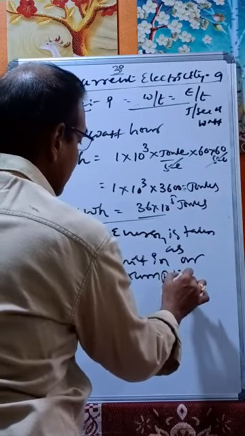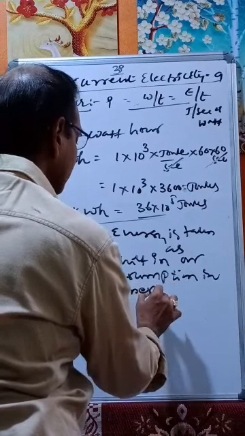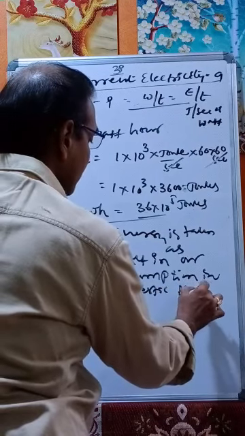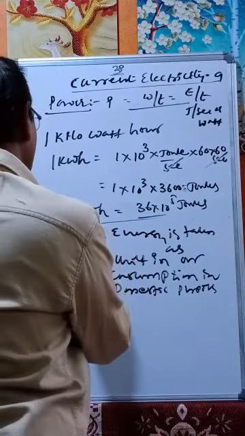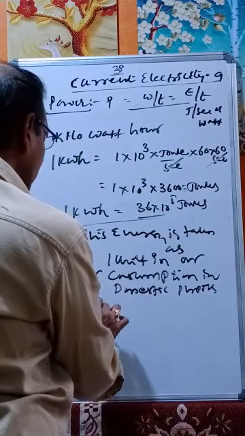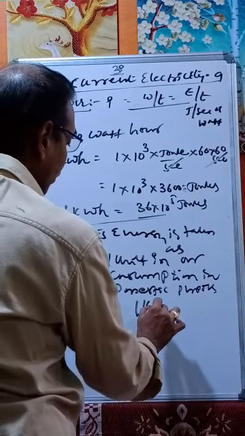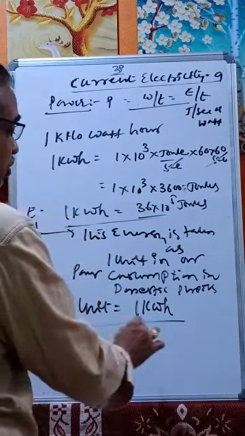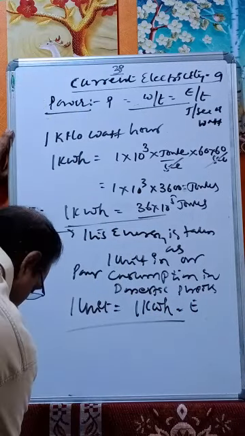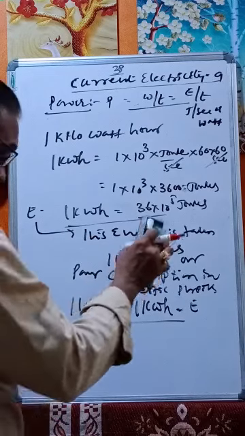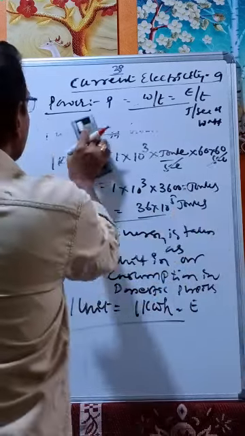In our power consumption in domestic purposes, in a house or a shop, whatever it may be, generally 1 unit of energy is equal to 1 kilowatt hour. 1 unit is equal to 1 kilowatt hour of energy. Okay.